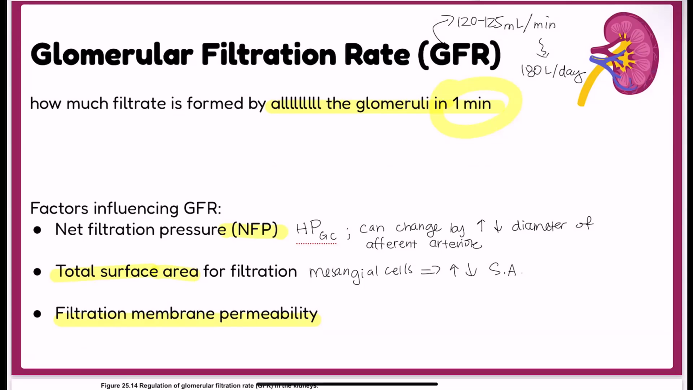But it's really important to talk about GFR because we need to make sure that GFR is regulated so that we can make enough filtrate, produce urine, but also preserve blood volume. So blood volume to be where it's supposed to be, GFR to be where it's supposed to be, so that we can do all of the things. So how do we regulate GFR if it's so important?